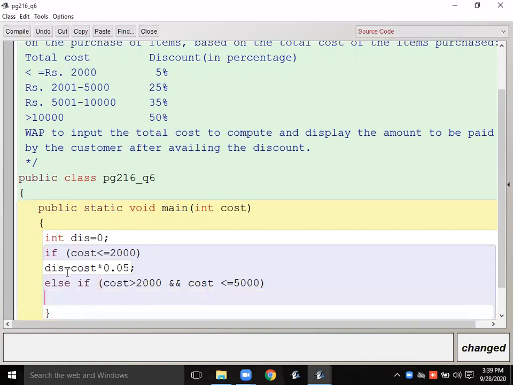So discount will be, we have to calculate the discount. We cannot give only the output, saying the discount will be 5% and only display the 5%. No, we have to calculate the discount. Okay, so here 25%. So here I'm writing 0.25.